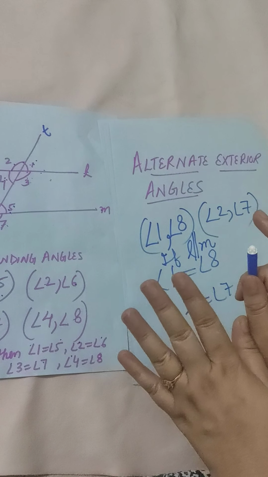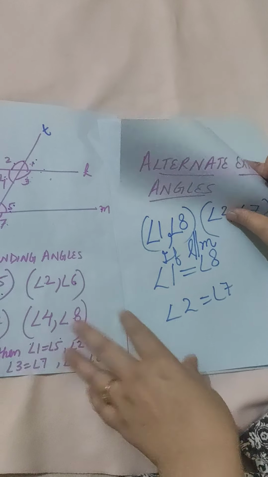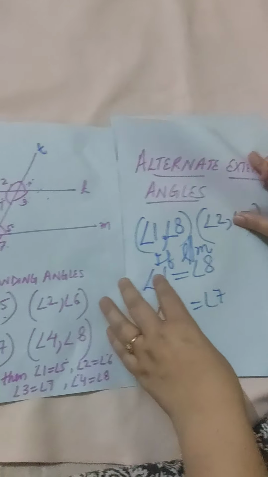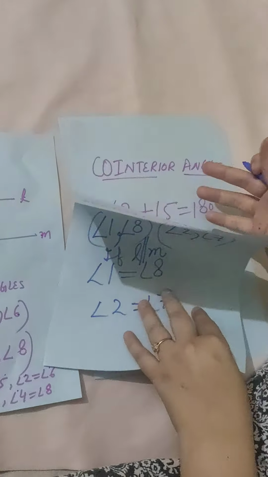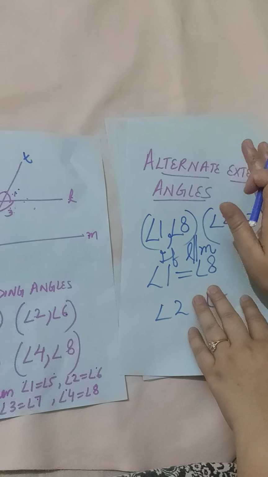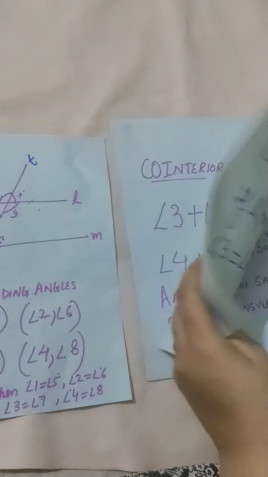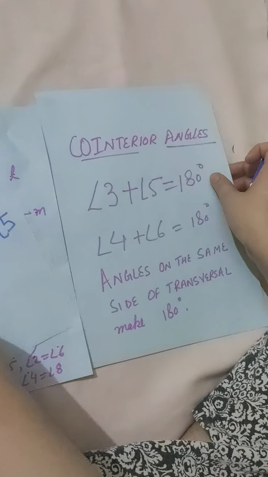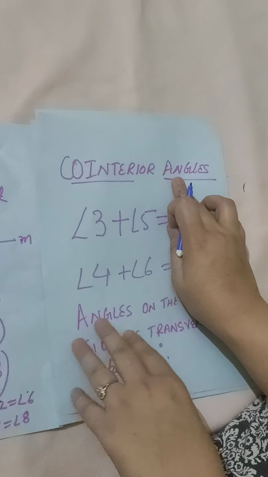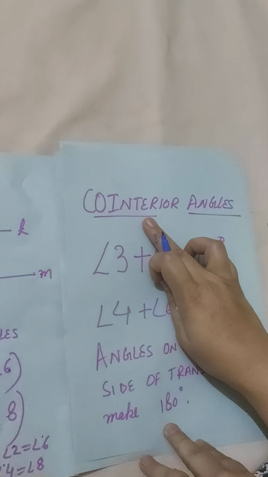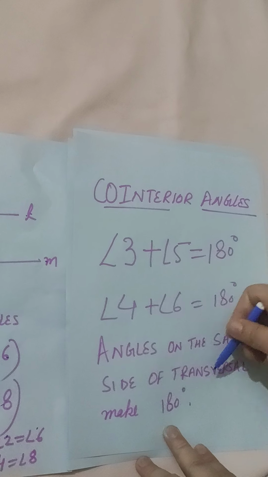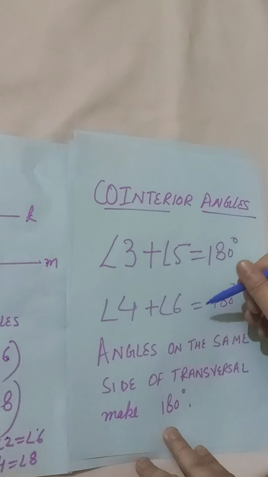Okay, now we have learned about corresponding angles, alternate interior angles and alternate exterior angles. If lines are parallel, these pairs will be equal. But now the last is co-interior angles. Beta, the definition is that interior angles on the same side of the transversal make 180 degrees. They are not equal.